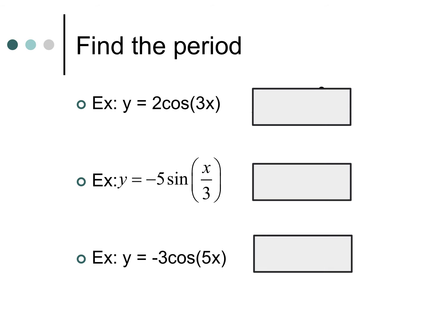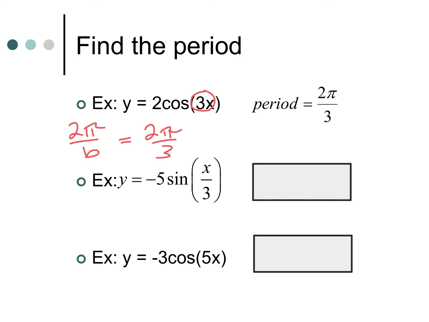In order to identify our period, we first want to make sure we can identify what our b value is. With our first example, your b value again is the number being multiplied by x. In this case, it's going to be 3. And then for your formula, it was 2 pi divided by b. So in this case, it'll be 2 pi divided by 3, which gives us our period. Notice that is definitely shorter than 2 pi, and so our whole function has been horizontally shrunk by a factor of 3.